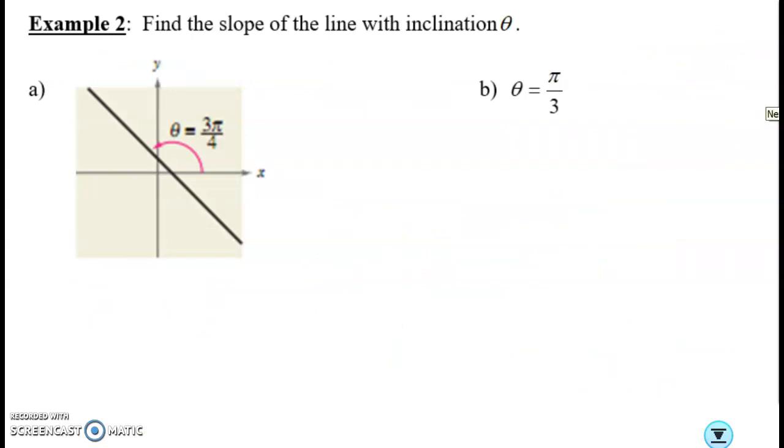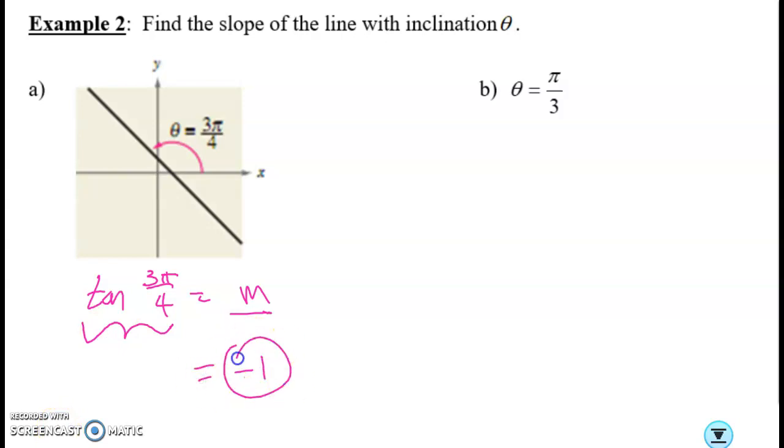Here's using the same formula, but kind of asking you the question in reverse. This time they are telling you what theta is, and they want to know what the slope of this line would be. Well, you all should know that the tangent of 3 pi over 4 is -1. So the slope of that line is -1.